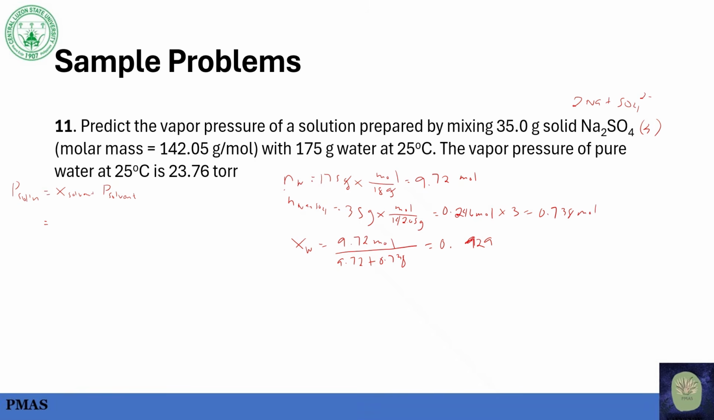Since we already have the mole fraction for water, which is our solvent, we can use it in Raoult's law. So the mole fraction is 0.929 multiplied by 23.76 torr. So the pressure of the solution is 22.08 torr. Okay.